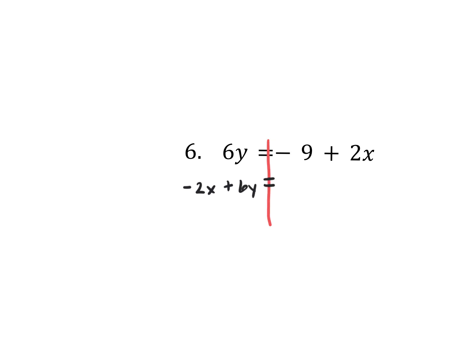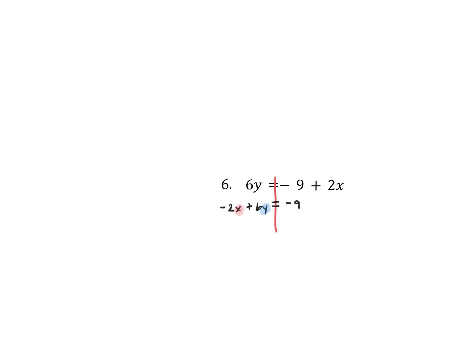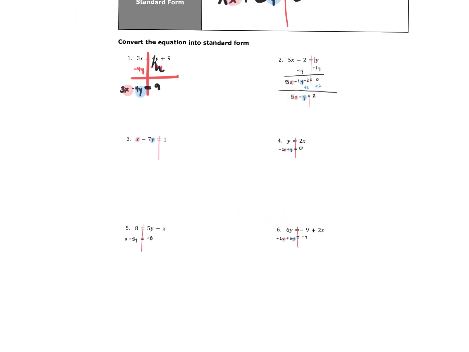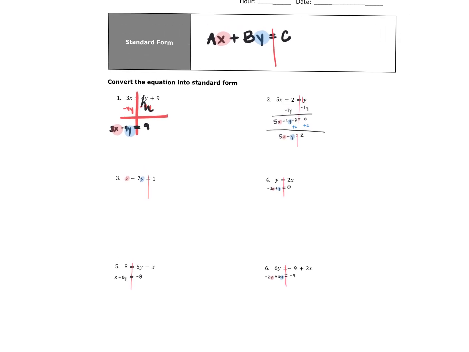My equals stays in the middle. That negative 9 is on the side it needs to be on, so it's just going to stay a negative 9. So now I'm going to look: do I have my x? Sure do. And do I have my y? I sure do. And then my constant is on the other side all by itself. So this would be your standard form. This is a super fast note sheet, and that is all you're doing on this assignment today.